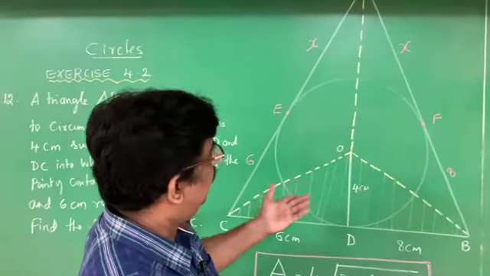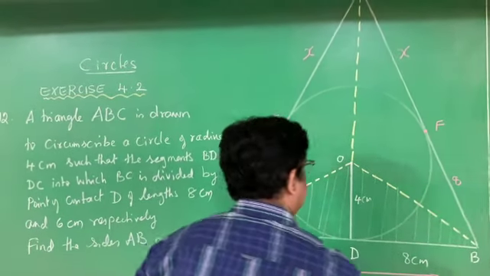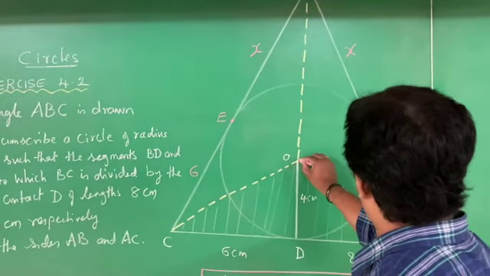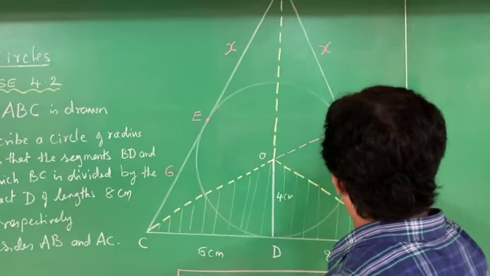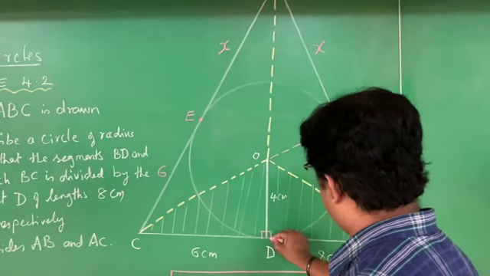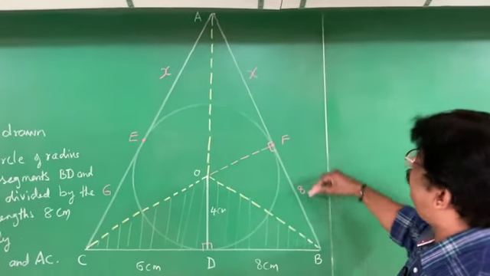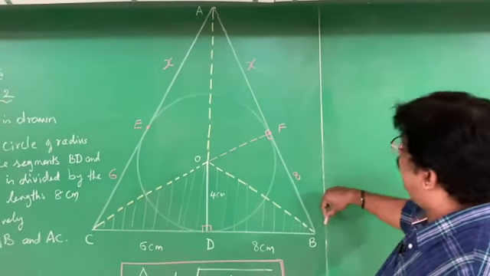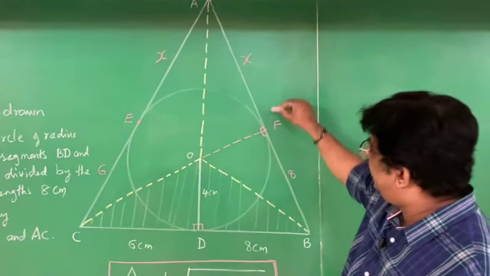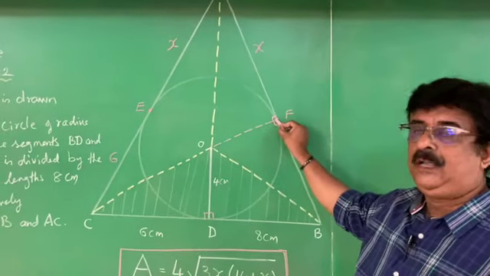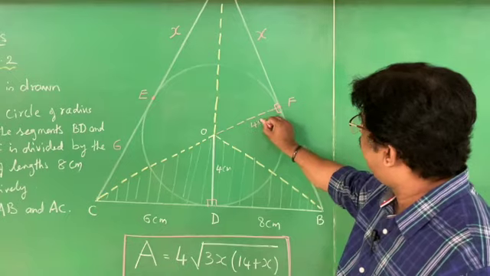Where is the height? Then I want to join this also. This is nothing but what? Radius. See, I join OF. If I join OF, this is also perpendicular. This is already perpendicular. They are given radius perpendicular. Therefore, area of triangle AOB is equal to half into 8 plus x into, how much is this? 4. Because the radius of the circle is the same. This is also 4 centimeters.